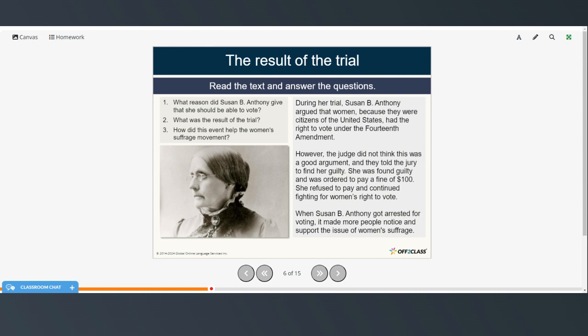So, what reason did Susan B. Anthony give that she should be able to vote? Well, the 14th Amendment said that anybody who was a citizen could vote, and because women are citizens, she felt that women should be included under the rules of the 14th Amendment. What was the result of the trial? She was found guilty and ordered to pay a fine of $100. And how did this event help the women's suffrage movement? It made more people notice and support the issue.